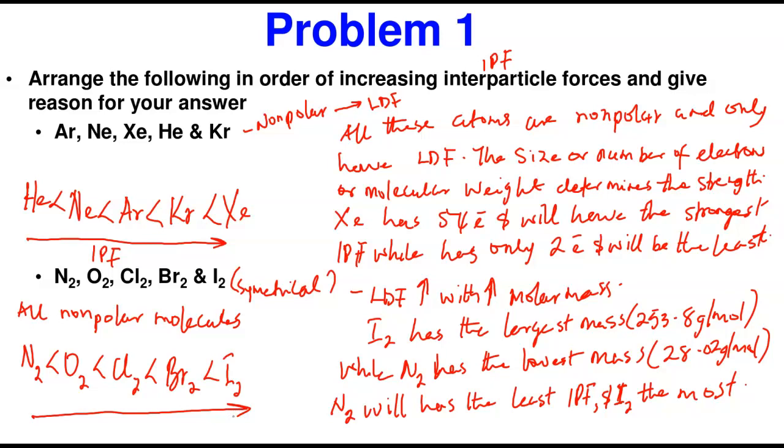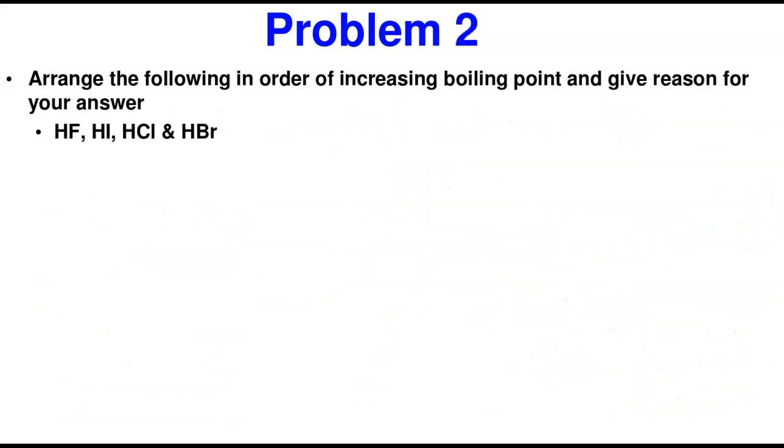So these are exactly the reasons. Anytime you have non-polar molecules that do not have dipole-dipole or hydrogen bonding, the size of the atom or the number of electrons takes precedence. Let's go to the second problem.